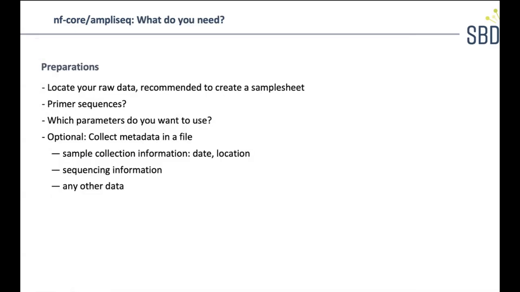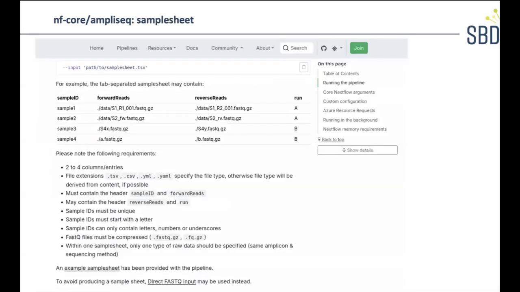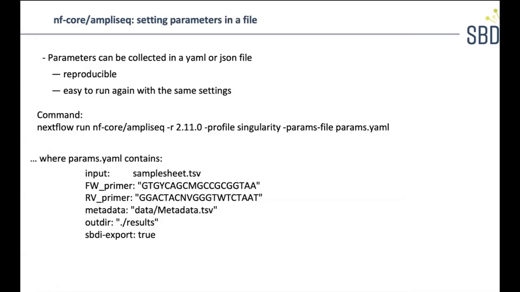This sample sheet looks like this. You have the sample ID, and you have the location of the forward reads, the location of the reverse reads, and then you just specify what run they were in if you have done multiple sequencing runs. Since you put these parameters in a YAML or JSON file, you get a very reproducible way of doing your analysis, and it's very easy to run again with the same settings.